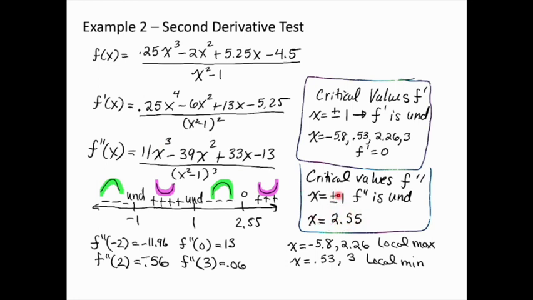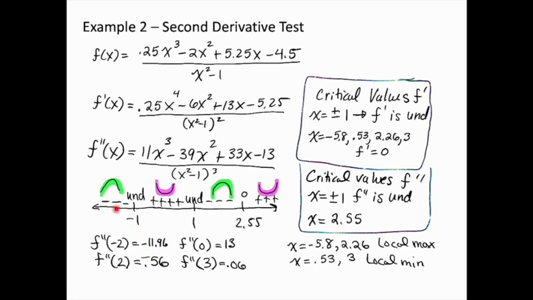So I'm going to use plus or minus 1 and 2.55 to make my sign chart. At plus or minus 1, that's where it's undefined, and at 2.55, that's where it's equal to 0, so I put a 0 up here. Now we just have to get some test points and plug them into the second derivative.